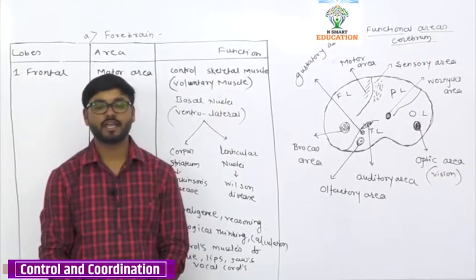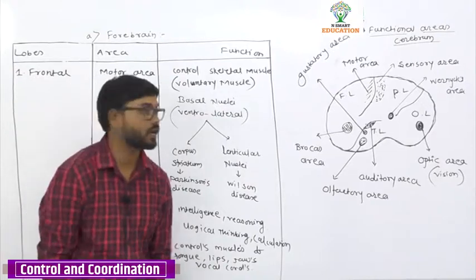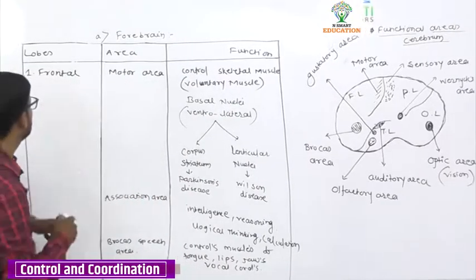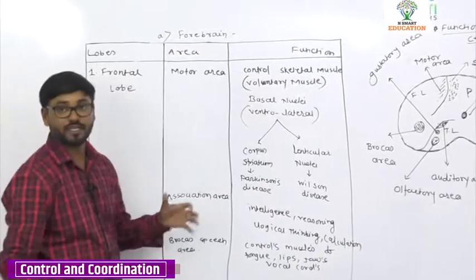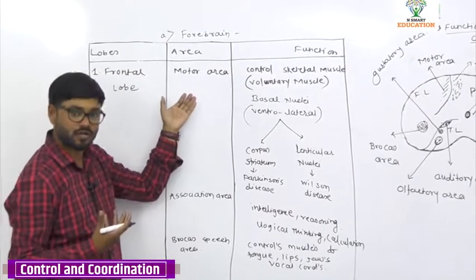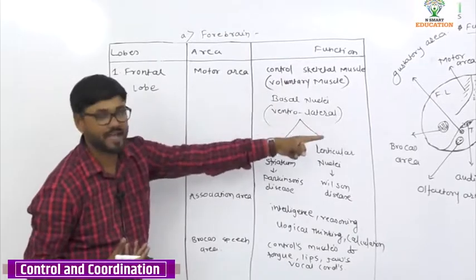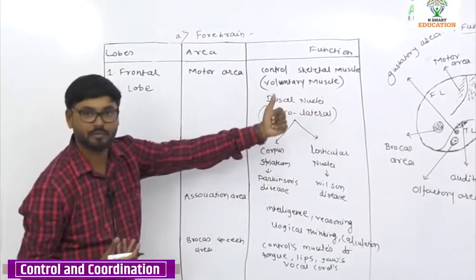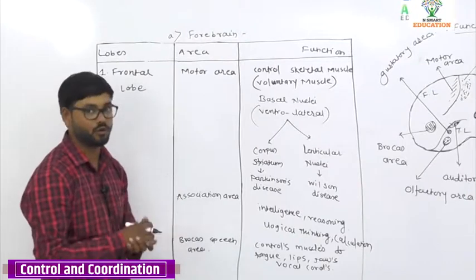Also here, for the functional areas of the cerebrum, we will discuss in detail, first the frontal lobe. This is the frontal lobe. Here a lot of motor nerves are present, and this is the motor area according to this diagram. I explained this in the diagram: motor neurons are present only in the frontal lobe.